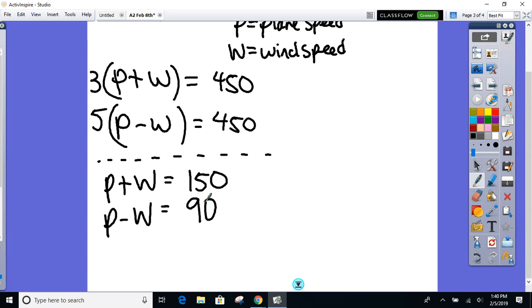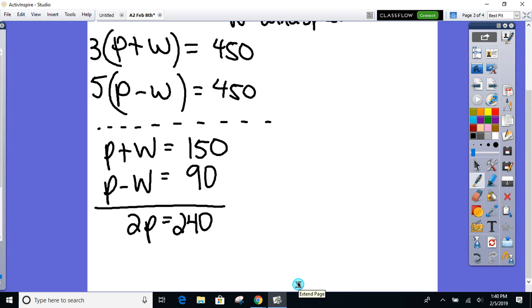Look at that. Why is that nice? What's going to happen right now? W, see ya. Gone. The W's are gone. And you're left with 2P equals 240. What's the plane speed? 120 miles per hour.